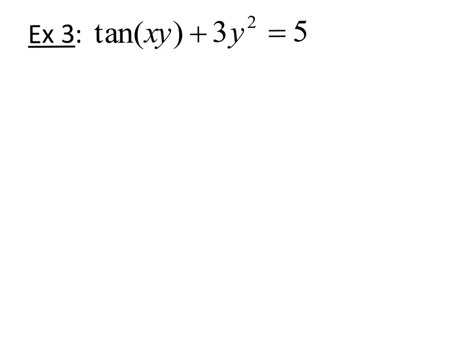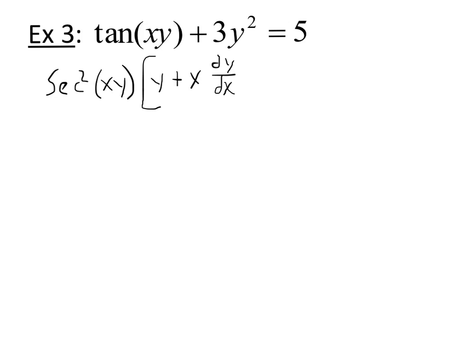So when I'm taking the derivative of this, I've got tangent xy plus 3y squared is equal to 5. And so I start taking term by term derivatives. The derivative of tangent is secant squared, keep the inside function, times the derivative of the inside. The derivative of xy, remember that's our product rule, is y plus x dy/dx, plus the derivative of 3y squared is 6y, and we took a derivative of a y, so we add in the dy/dx, and that's equal to 0 because the derivative of 5 is 0.